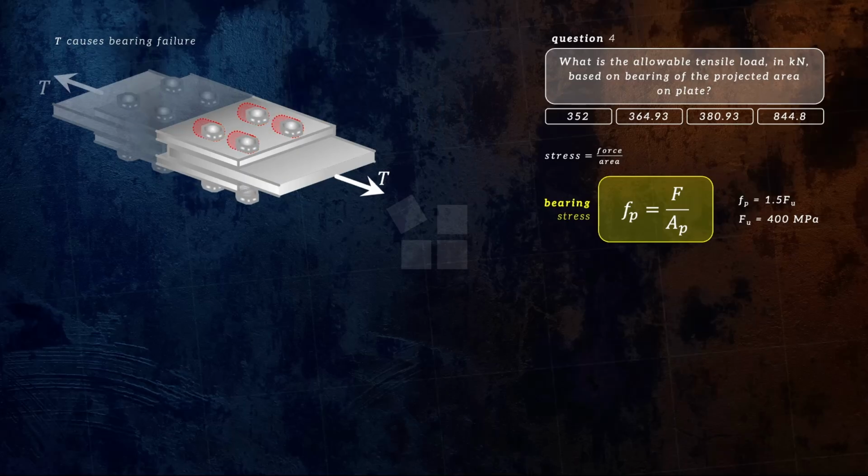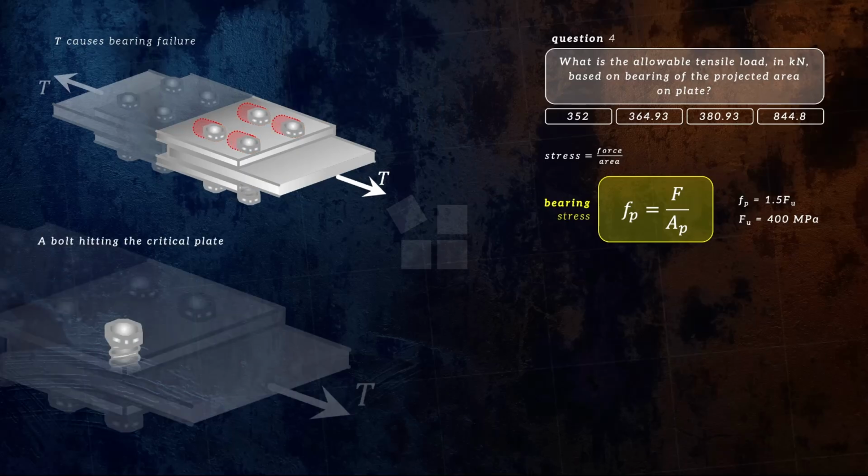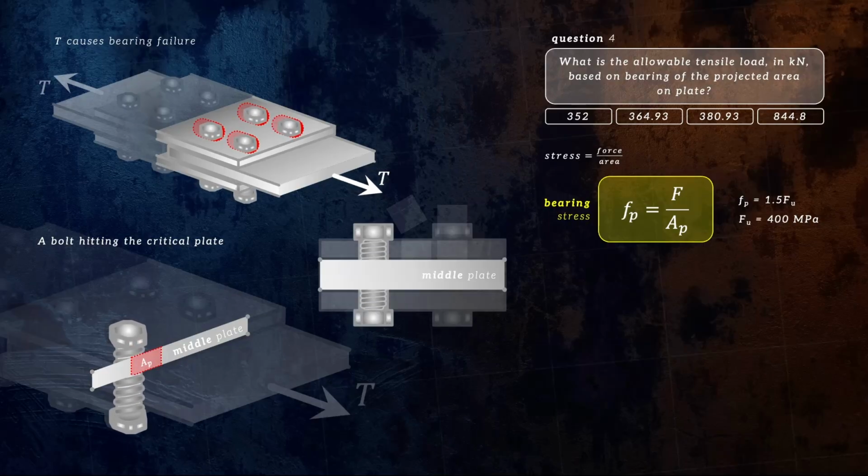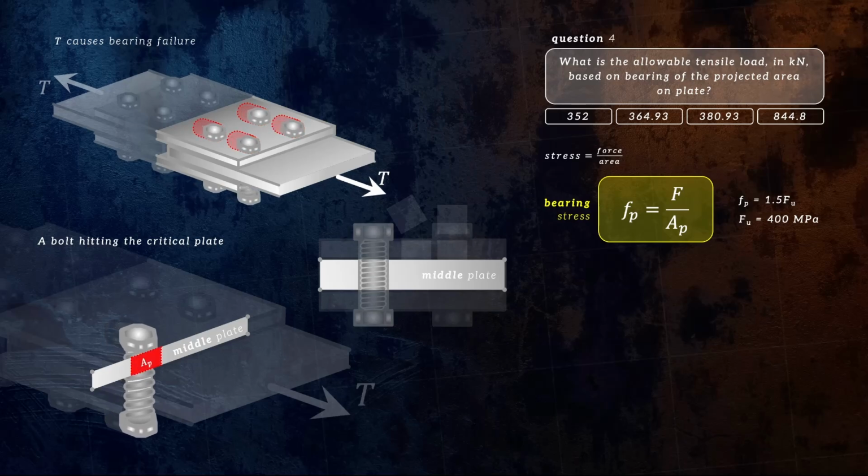To better see the bearing area, let's isolate a single bolt and our critical plate, which is still the middle plate. As the bolt hits the critical plate, it will look something like this. And thus, the bearing area can now be clearly seen. To better view the bearing area, let us consider the side view. This is the part of the bolt hitting the critical plate. Again, this is the bearing area.